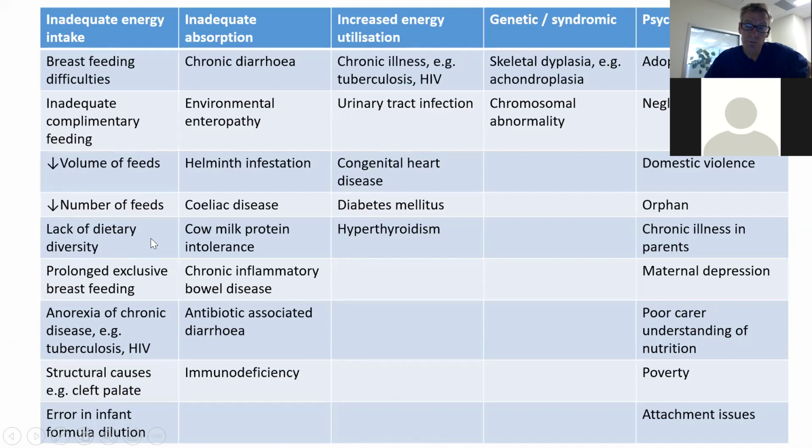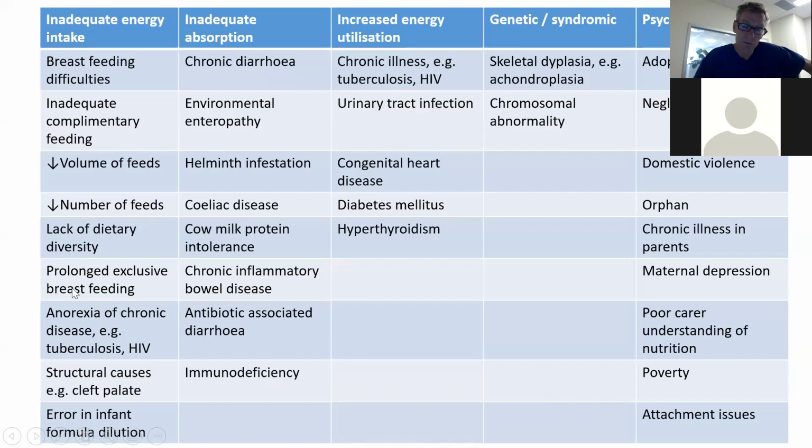Not so much whether or not babies are breastfed at the time of birth, because the vast majority of babies are breastfed at the time of birth, but the reduction in breastfeeding that occurs over the first 2 or 3 or 4 months of life, followed by inadequate complementary feeding, is the major cause of undernutrition. Sometimes there's prolonged exclusive breastfeeding, that is, babies are not given any complementary feeding after the age of 6 months, and we know that means inadequate nutrition.